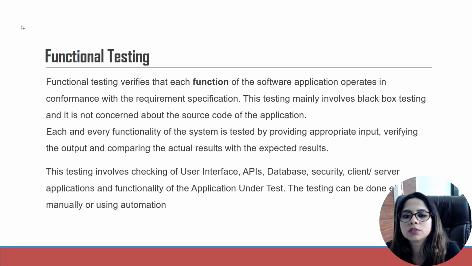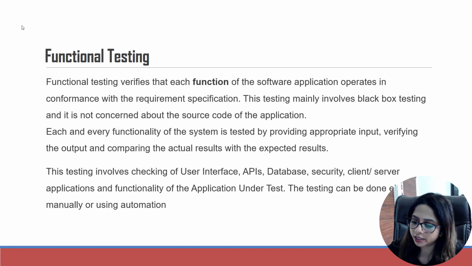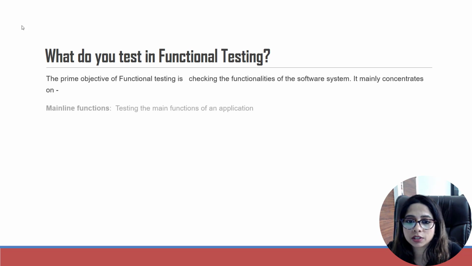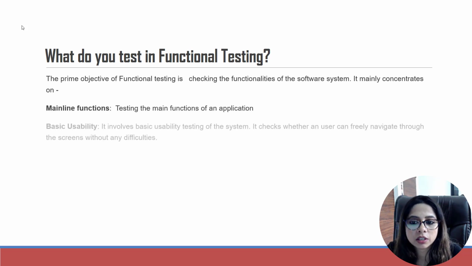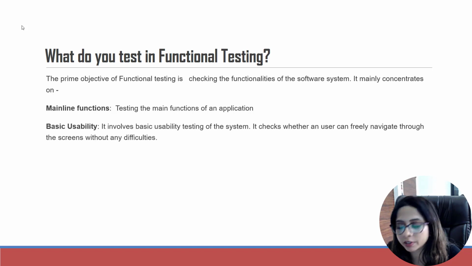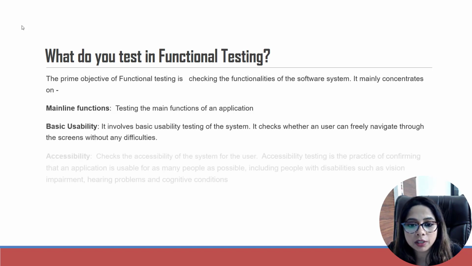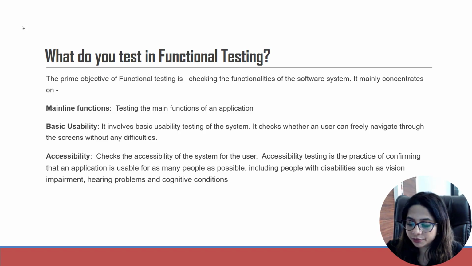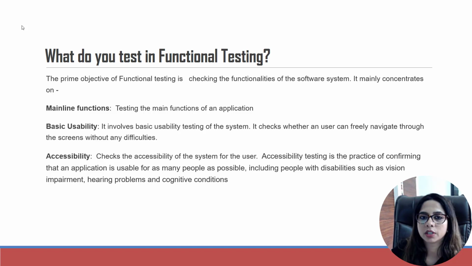This testing involves testing of the user interface, APIs, database, client-server architecture, and the functionality of the application which we are actually testing. Now what do we test in functional testing? We test the mainline functions, so the major functions which have been written for that software are tested properly. We test the basic usability. As a user, is the user able to use the system properly, navigate through all the important pages, and understand the system? So the basic usability of the software is tested when we focus on functional testing.